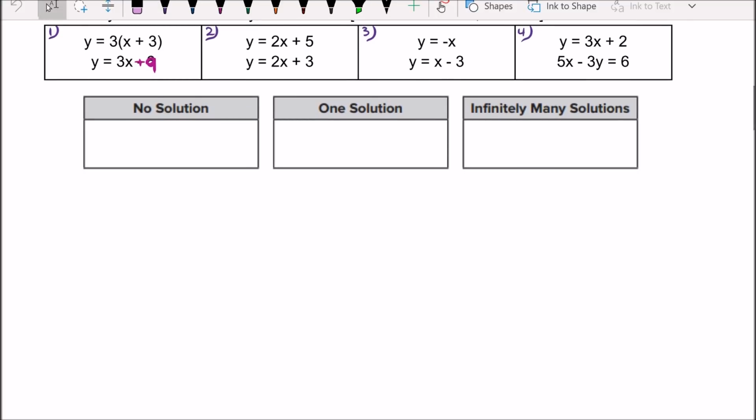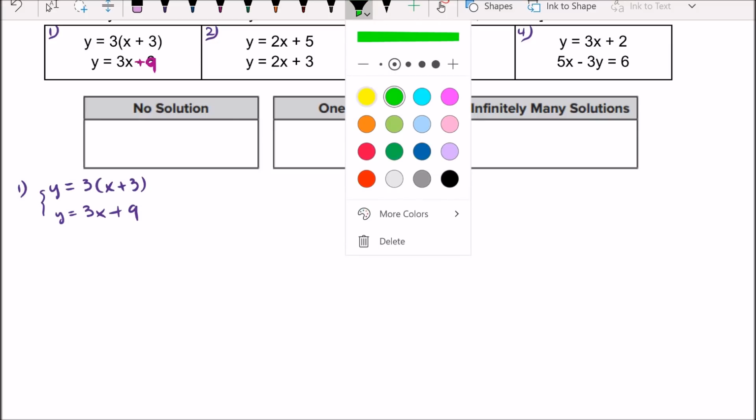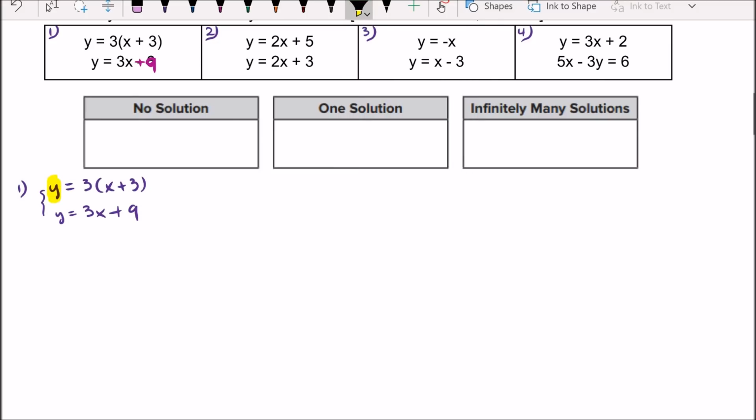Problem 1, we have y equals 3 times x plus 3. In the second equation, y equals 3x plus 9. Okay, so as we see, they give us y is 3x plus 3. So what we're going to do is take this 3x plus 3 and plug it in place of y in the second equation. So that will give us 3 times x plus 3 equals 3x plus 9.